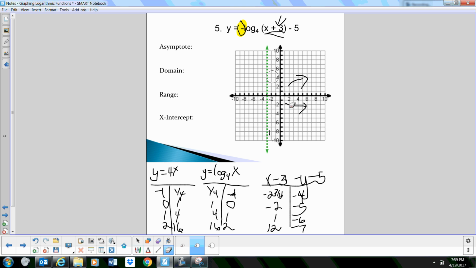So now, let's actually graph the points because it did get reflected. So I'm going to plot the point negative 2 3/4, negative 4. So here's a point. Negative 2, negative 5.